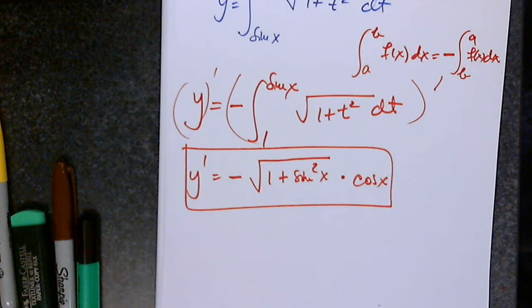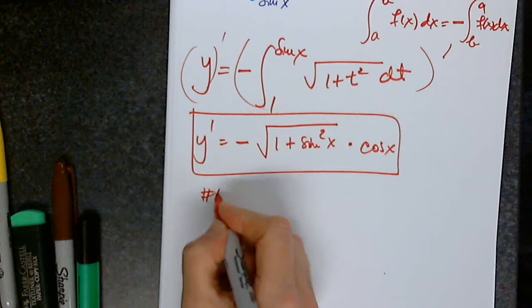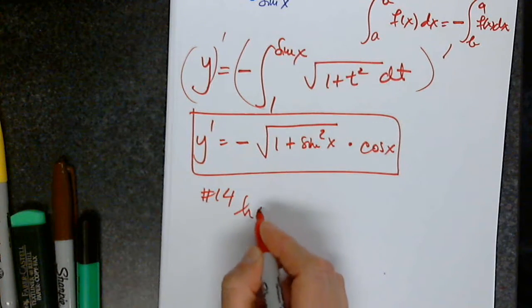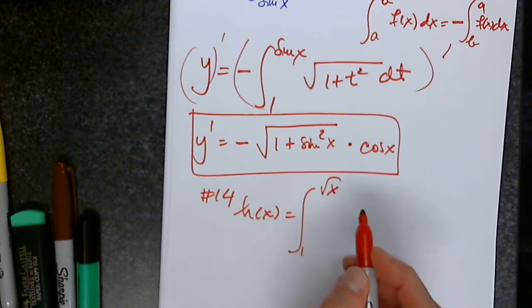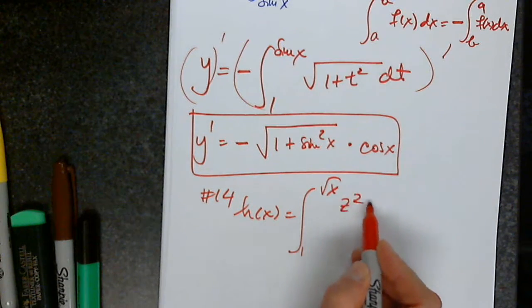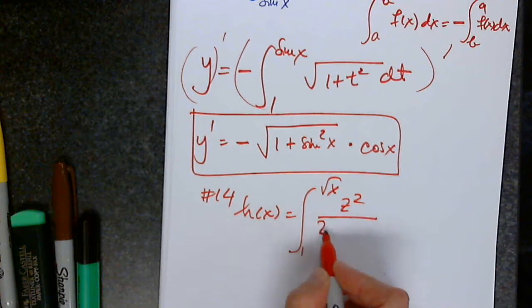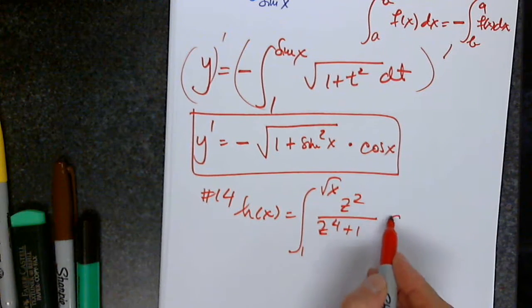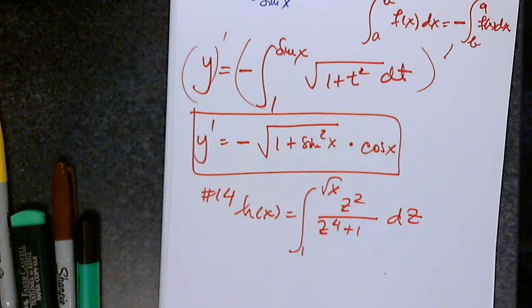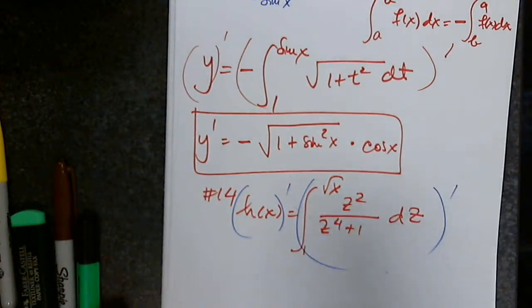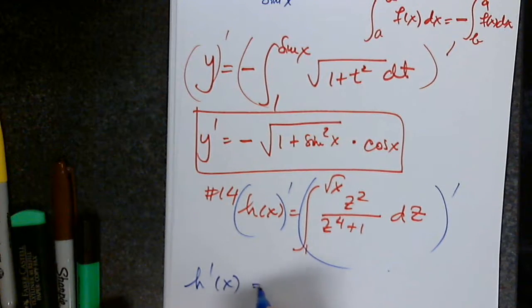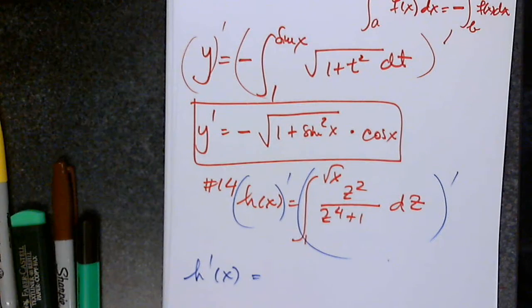Okay, let's say 14. You choose the next one. So this is h of x, which is the integral from 1 to the square root of x of z squared divided by z to the fourth plus 1 dz. We're not evaluating the integral. We are only differentiating both sides to determine h prime. Think for a moment and tell me what to write.